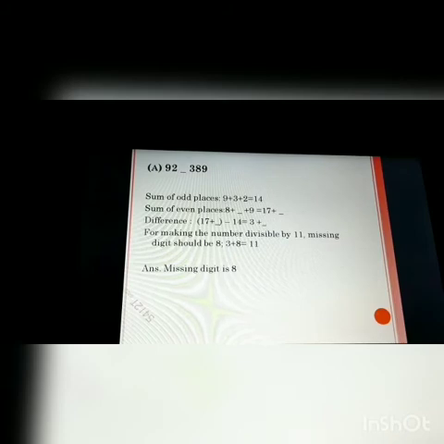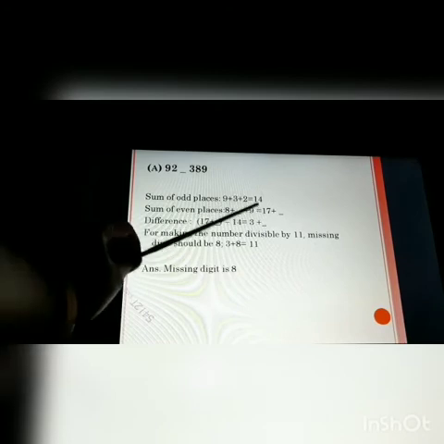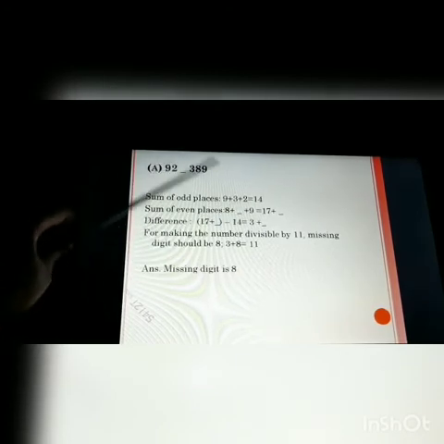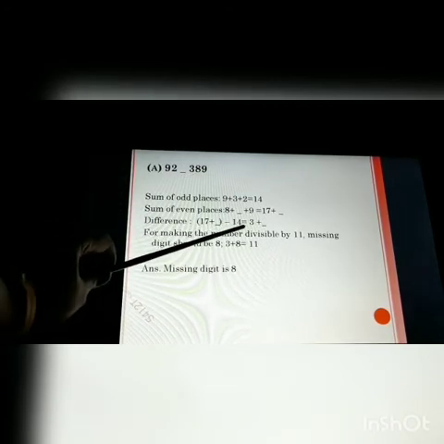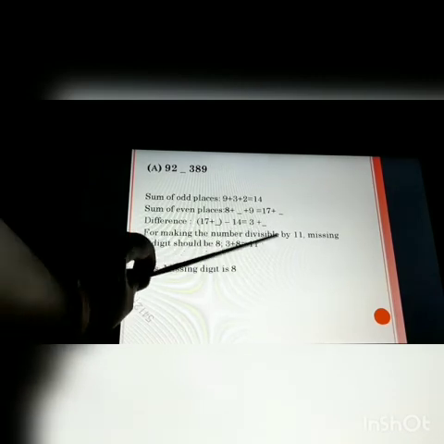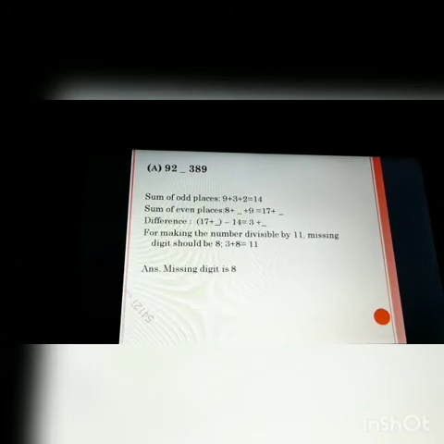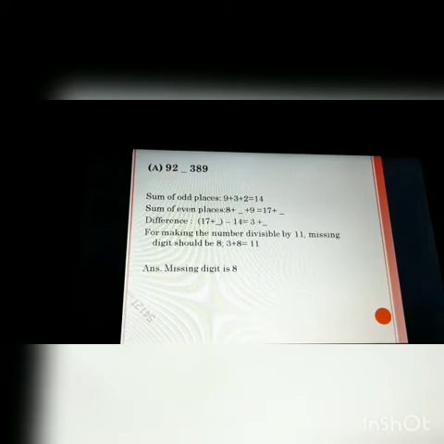I'm going to repeat this question. Sum of odd places from the right hand side, 9, 3 and 2, they are forming 14. Sum of even places from the right, 8, then blank, then 9, they are forming 17 plus blank. Then the difference, 17 plus blank minus 14. 17 minus 14 is 3 plus blank as it is. Now for the missing number, we need 3 plus that number to form a number divisible by 11. So we'll try with 8 only, because 3 plus 8 forming 11 is divisible by 11.